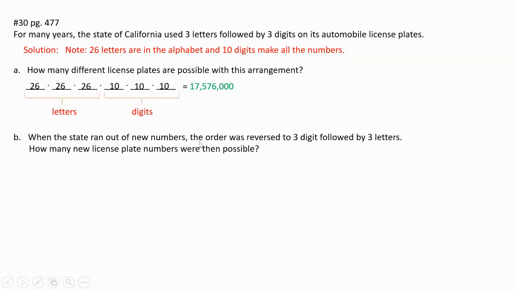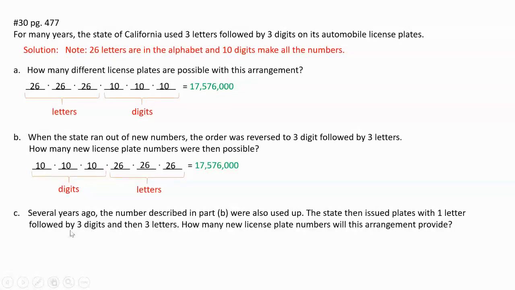When the state ran out of new numbers, the order was reversed to 3 digits followed by 3 letters. How many new license plate numbers were then possible? If you notice, it's going to be the same thing because here we use the commutative property of multiplication. So if we switch the order, it doesn't matter. It's going to be 10 times 10 times 10 times 26 times 26 times 26. We're going to get the same solution as part A.